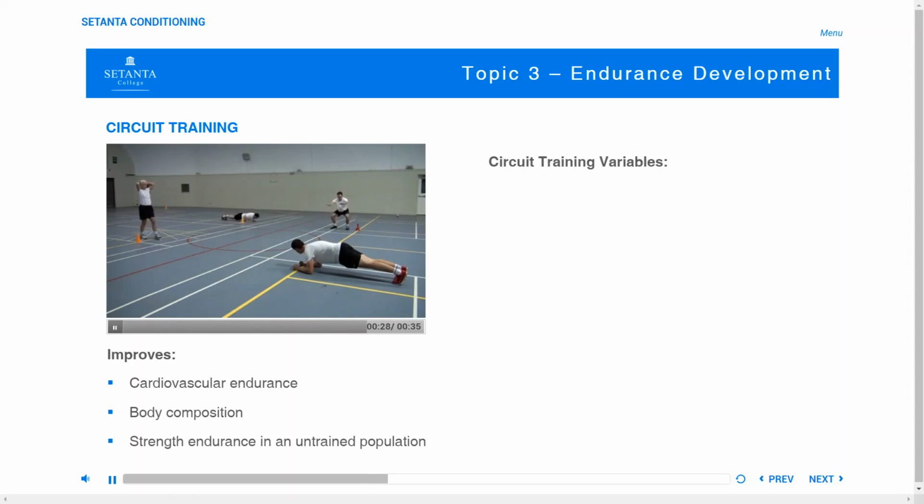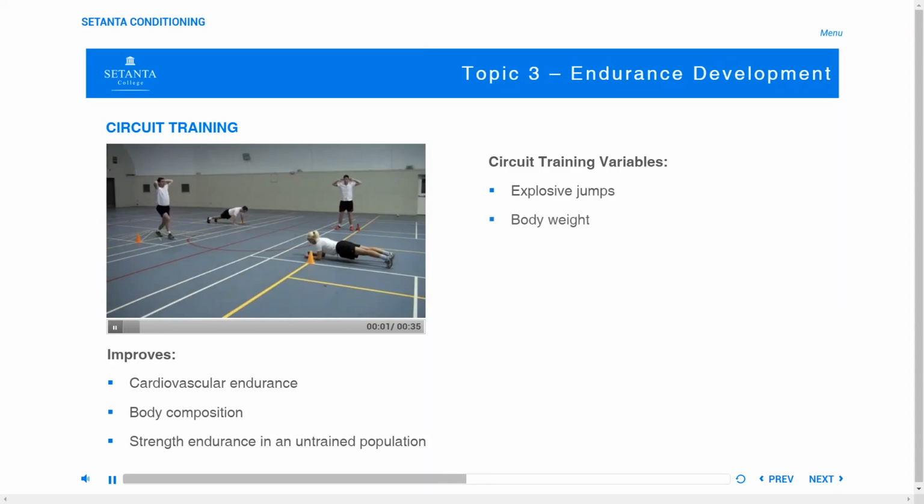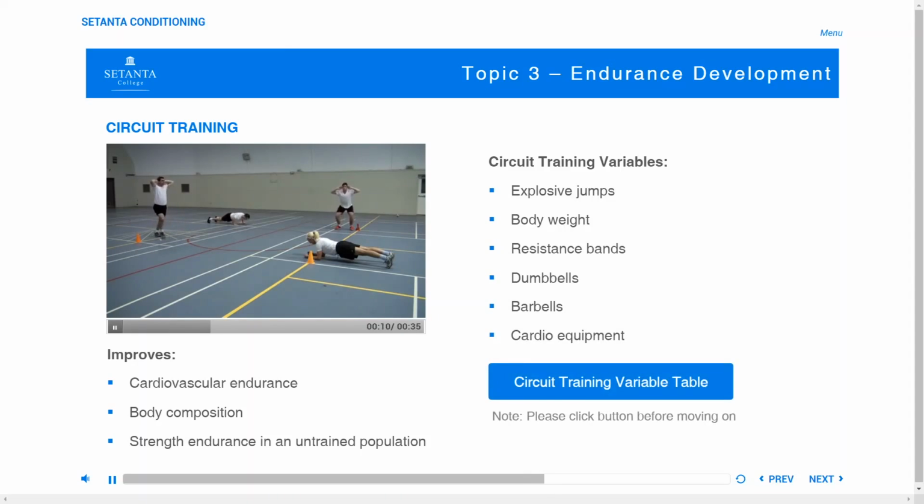Circuit training variables. Circuit training utilizes a variety of exercises and techniques such as explosive jumps, body weight exercises, resistance bands, dumbbells, barbells, and oftentimes cardio equipment.